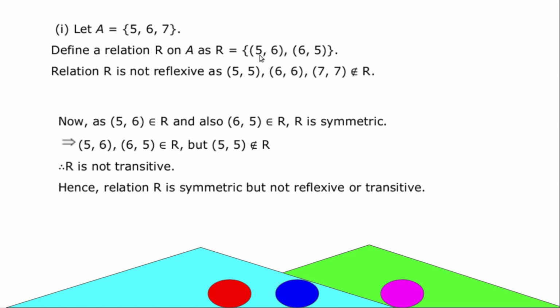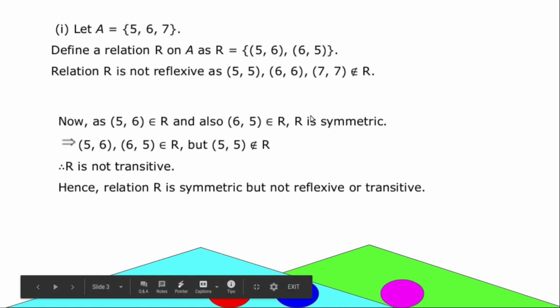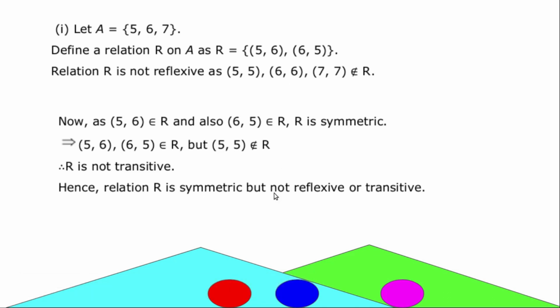Now here (5, 6) belongs to R, (6, 5) belongs to R. So this relation is symmetric. Now consider (5, 6) and (6, 5). Now this is of the form (a, b), (b, c). Now (a, c) is (5, 5). That ordered pair (5, 5) is not in this relation. So this relation is not transitive. So this relation is symmetric but not reflexive, not transitive.